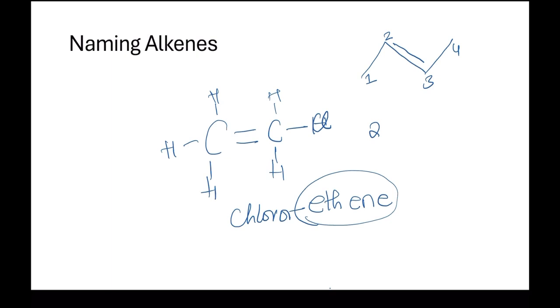And what do we have? We have but, right? So this is going to be 2-butene. Some textbooks like to call it but-2-ene. So both of them are correct. Both of them are accepted by IUPAC. So whatever suits you, you can work with it.